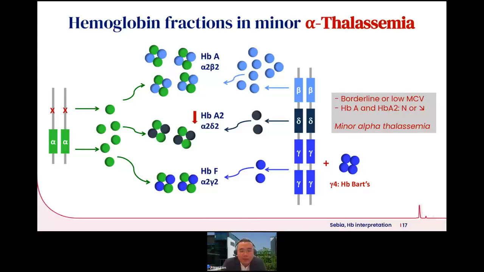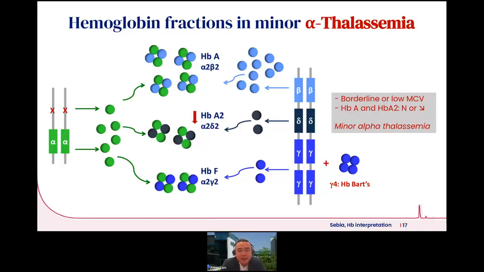So how about a minor alpha thalassemia where you have two of the alpha genes with reduced expression? This will then reduce hemoglobin A2 as a result. And because you have the excess globin chains, for example your gamma chains being expressed, these excess gamma chains can self-pair to form your hemoglobin Barts.